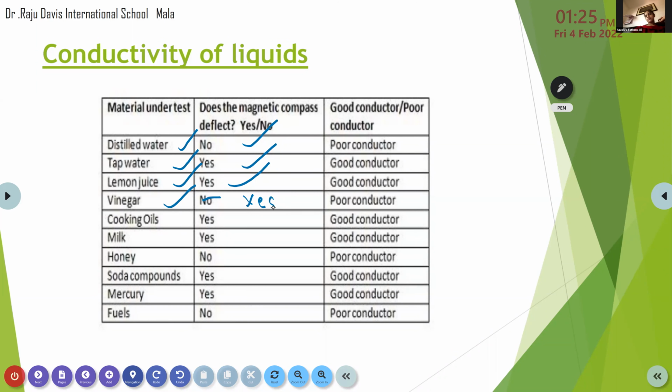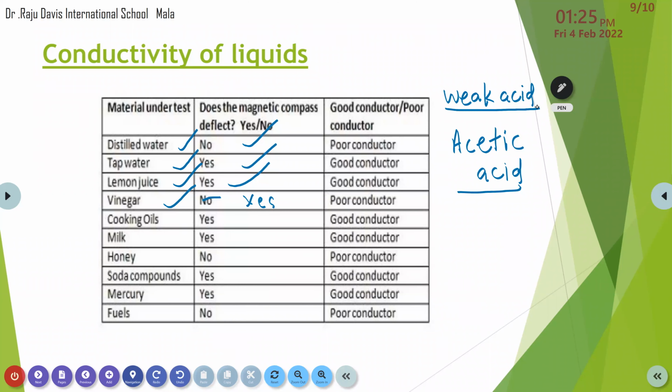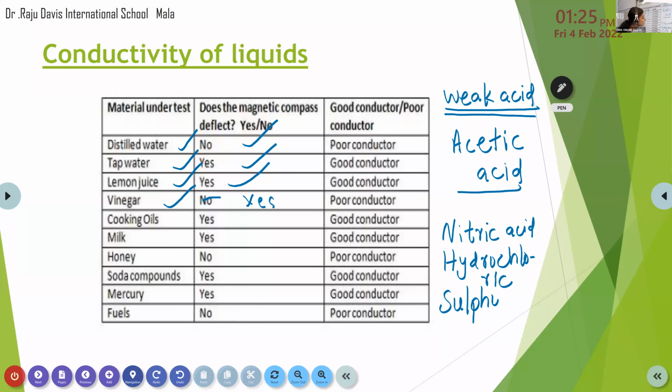Why? Which acid is present in vinegar? Acetic acid. So this is a weak acid. What are weak and strong acids? Do you know any strong acid? Mainly three strong acids are there. Which are they? Nitric acid. Then hydrochloric acid. Then sulfuric acid. These are mainly the strong acids.